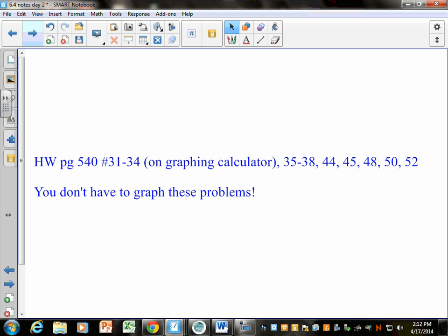And then for the rest of these, make sure you understand that the directions say to graph these. That's because I think they're pretty sure that you all have graphing calculators with you at all times. And we don't, so you don't have to graph on your homework. Just be aware of that as you're doing your homework tonight. So write this down, then open your book to 540 so we can do these first couple on the calculator.